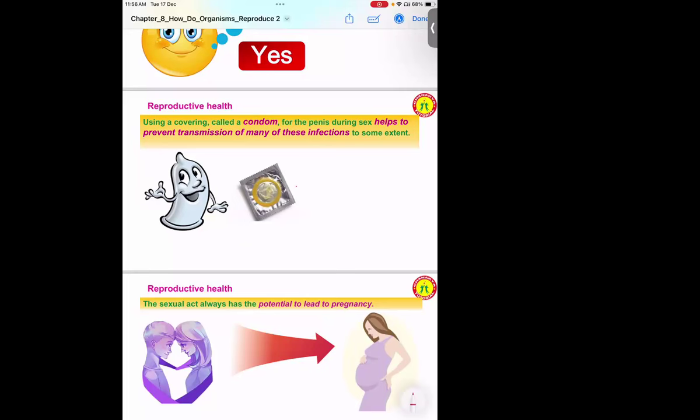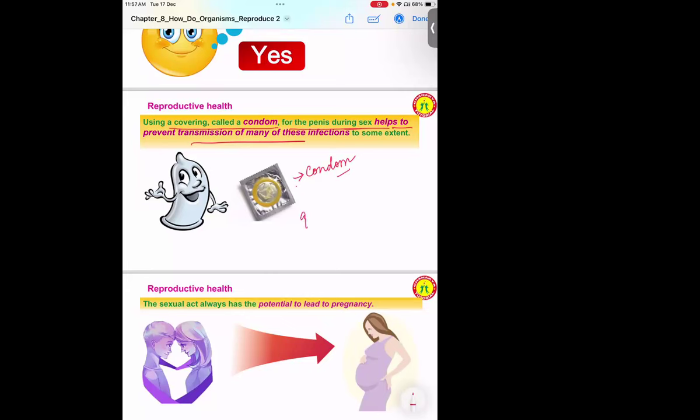So you might have seen on television so many ads regarding condoms. The government sells them free of cost, because they also want to control the population, right? Because it is growing so fast. So using a covering called a condom for the penis during sex will help prevent the transmission of many infections to some extent.